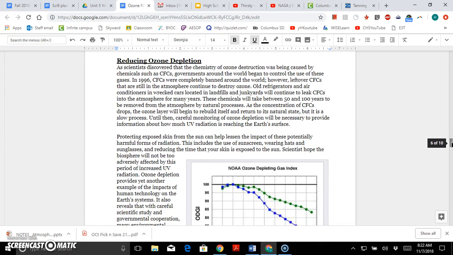Reducing ozone depletion. As scientists discovered that the chemistry of ozone destruction was being caused by chemicals such as CFCs, governments throughout the world began to control the use of these gases. In 1996, CFCs were completely banned around the world. However, leftover CFCs that are still in the atmosphere continue to destroy ozone.